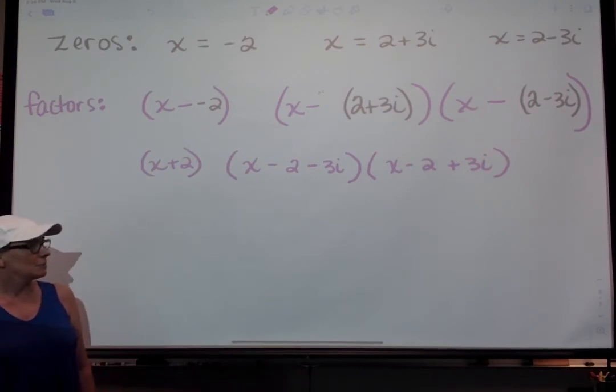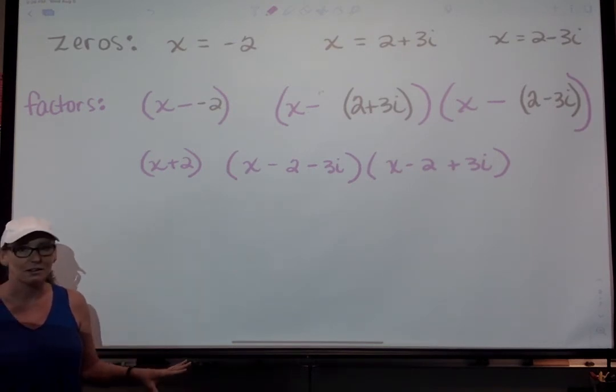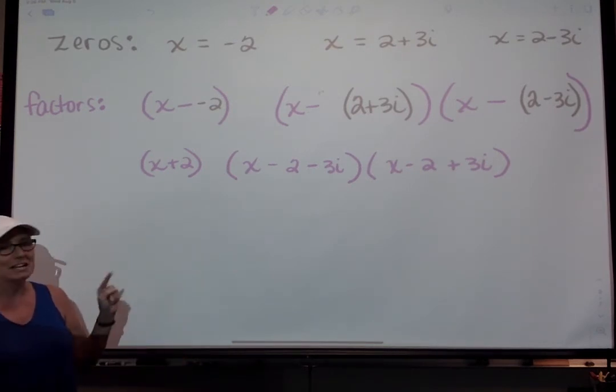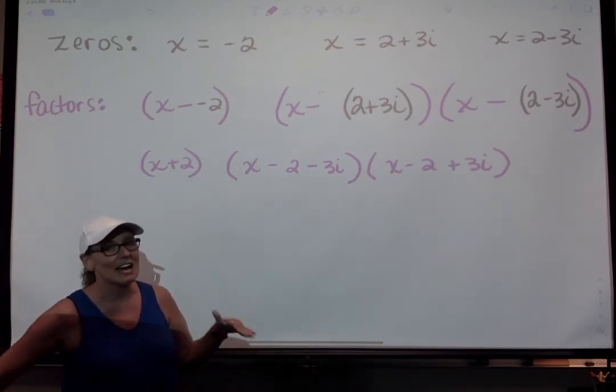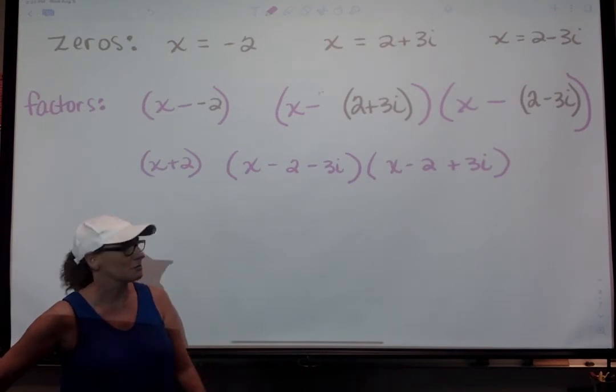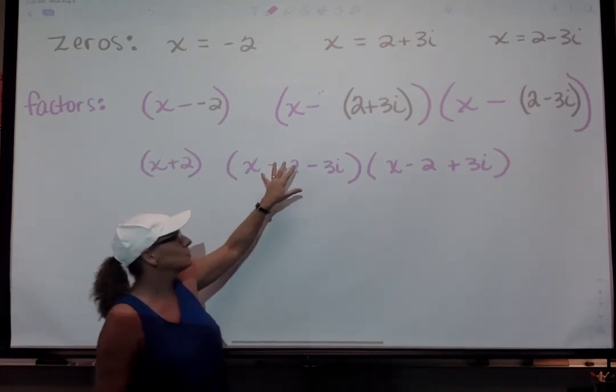But it is going to be kind of cool how all this imaginary stuff goes away. Yes, it had imaginary zeros. You would never know it had imaginary zeros by looking at the actual polynomial. We're going to do that in just a minute. So the first thing I'm going to do, yeah, it's going to get kind of ugly. I'm going to multiply these two together.